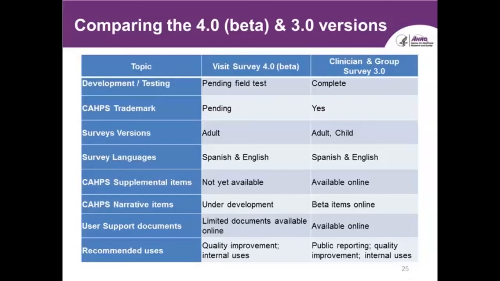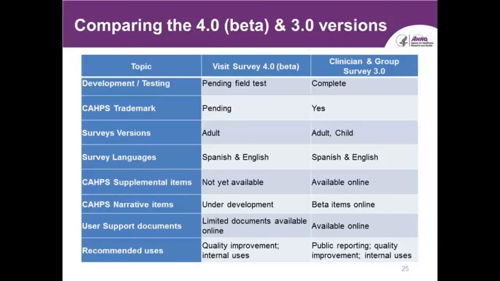There are also beta versions of a narrative item set that is applicable with the 3.0 version of the survey, and narrative items are open-ended survey items where you can get free-form feedback from patients about their experiences rather than close-ended responses. So those things are available in conjunction with the 3.0 version of the survey. We're not quite there yet on the 4.0 visit survey. However, there are narrative items under development for the 4.0 survey, so they would be in the coming soon category.